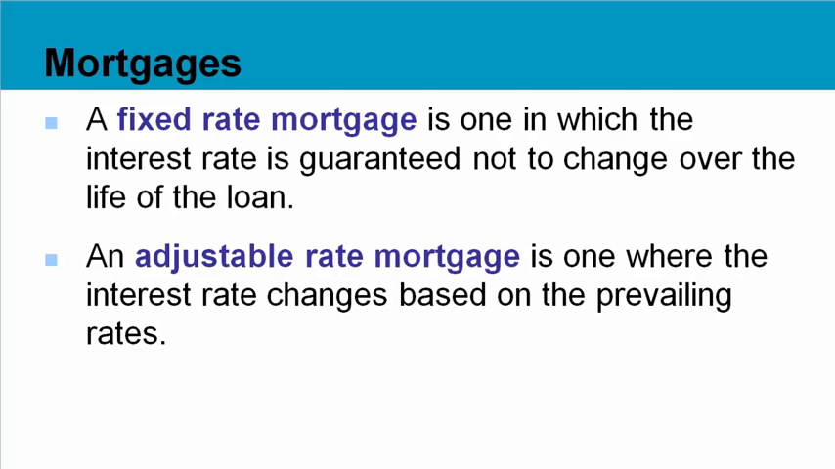Okay, a fixed rate mortgage is one where your interest rate is fixed over the entire life of the loan, whether you get a 15-year, 20-year, or 30-year. They're actually now offering 10-year mortgages, but it has to be a very small amount. You have to have really good credit.